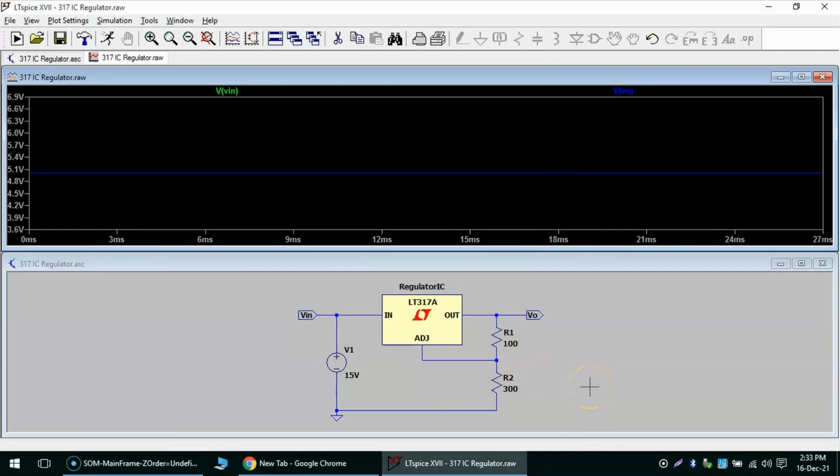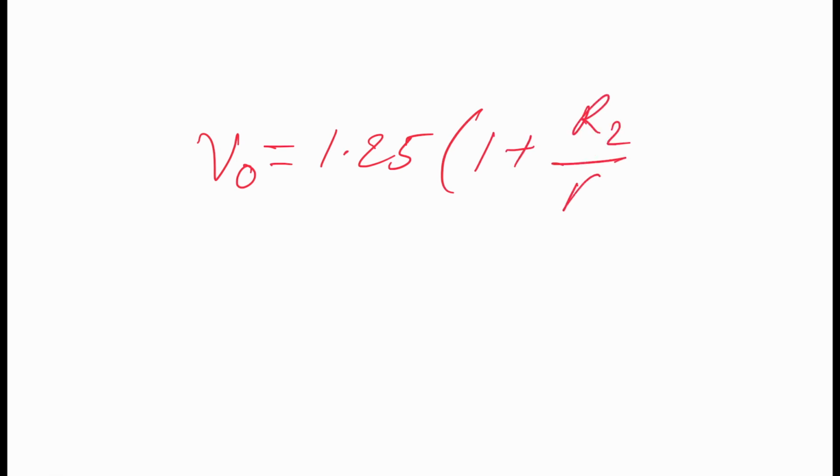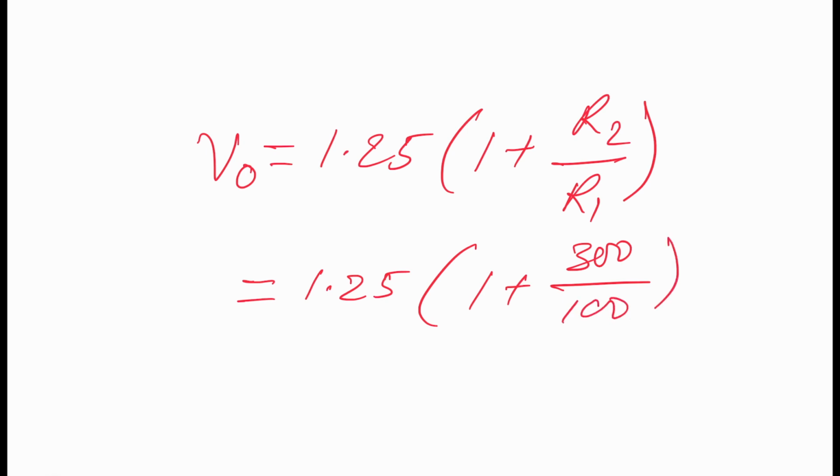together gives you the output voltage according to this equation, and if you put these values in the equation, then we get VO is equal to 1.25 into 1 plus R2 upon R1. And here in our simulation we are using R2 as 300 ohm and R1 as 100 ohm. So I put the values. So I get 300 upon 100. So the output voltage will be exactly 5 volt.